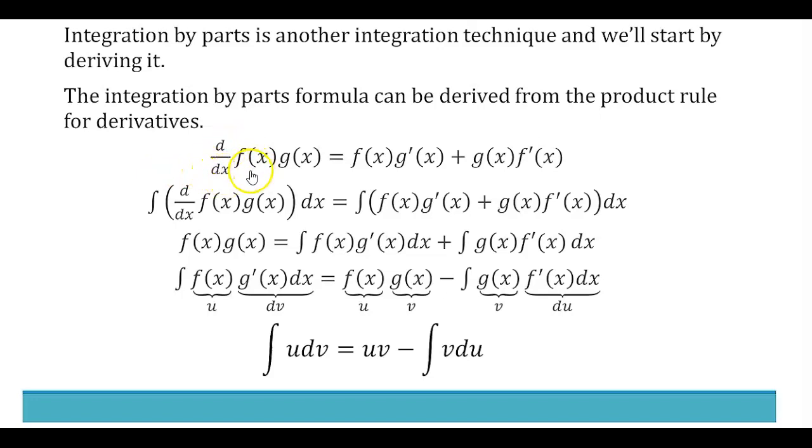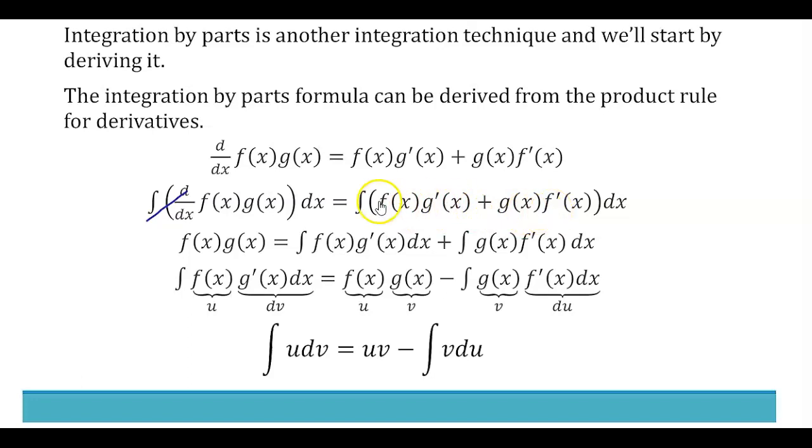The derivative of f of x times g of x equals f of x times g prime of x plus g of x times f prime of x. And what we'll do is integrate both sides. So we can see the integral taken of each side of the product rule. And on this left side, by the fundamental theorem of calculus, the integral and the derivative are inverse operations, and we'll just be left with f of x times g of x.